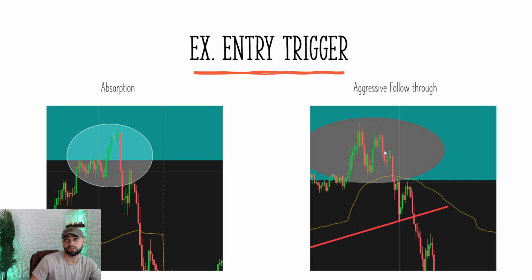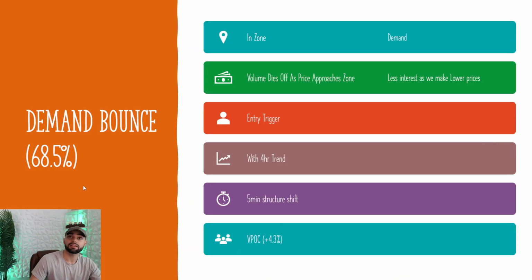For this one right here, it was aggressive follow through, but as you can tell, if you didn't take the position here, you get a new low made, a 5-minute structure shift comes in, and you can take the short right here. Or if you didn't get in short here, you get a nice new low made into a lower high, and you can take the trade here off the structure shift, to get that win rate even higher. The next one is a demand bounce.